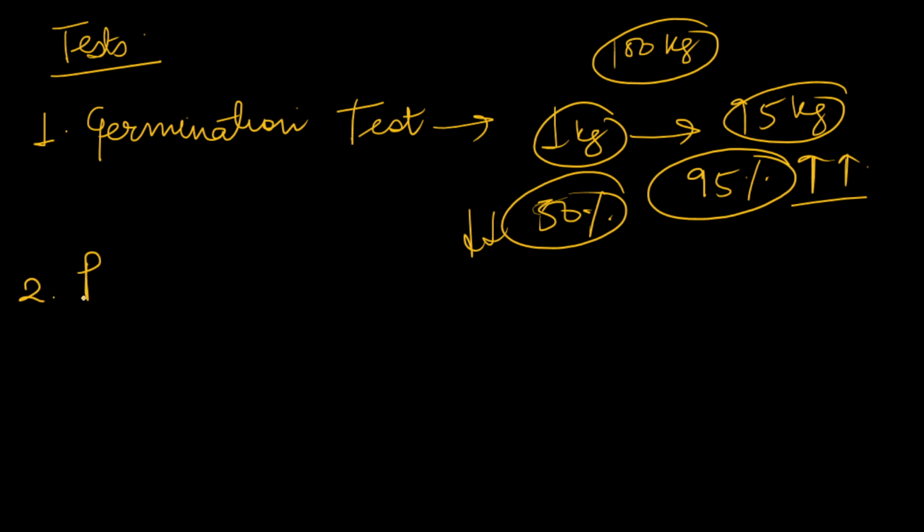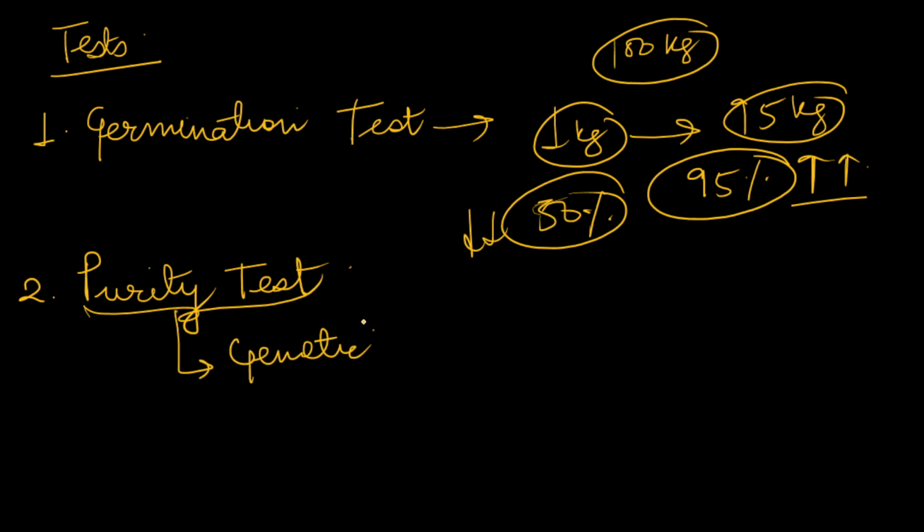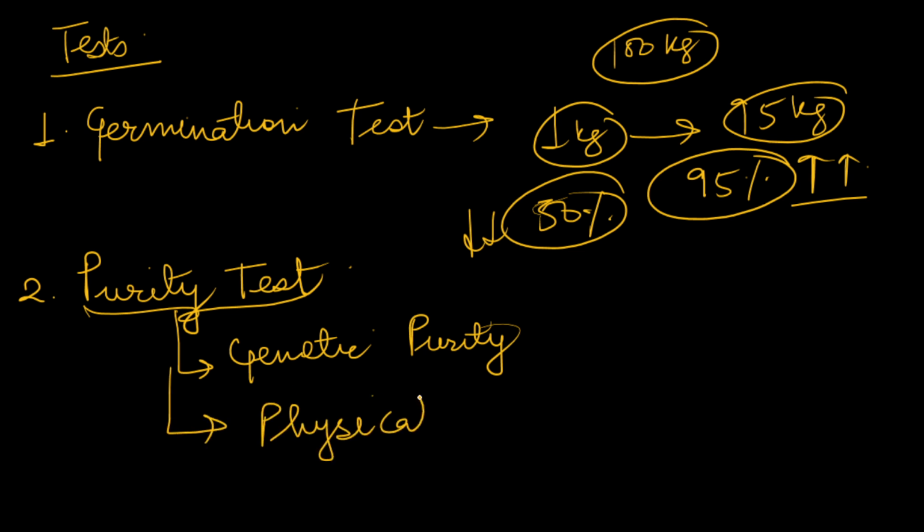Secondly, we have the purity test. It generally assesses the cleanliness of the seed. It generally tests for two things: genetic purity in the labs, and, as we said just now, cleanliness of the seed, which is tested in the physical purity test. It checks that the seeds have not been contaminated with other kinds of weed seeds or dust or any particles. So this will be undertaken in the purity test.